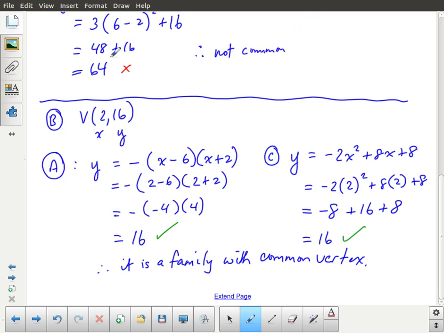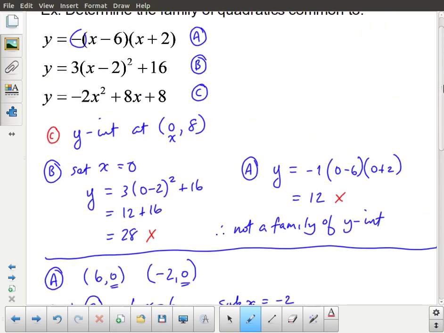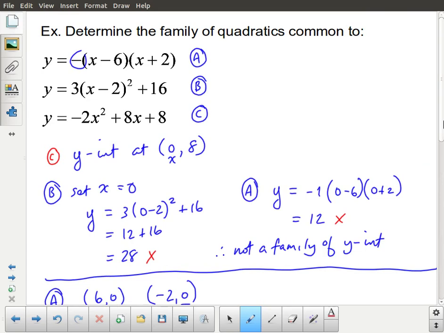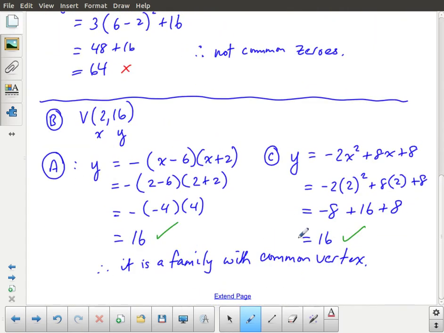And what were we testing up here? I believe we were testing zeros. So this one is not common zeros. So there can be quite a bit of work involved here, but believe me when I say this is still less work than rearranging all of these equations into the same form, because you would have to do those rearrangements for each of the forms to test it, unless you got lucky with your first try.